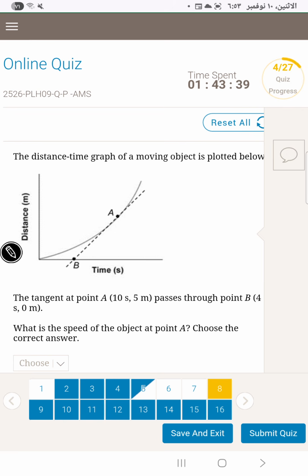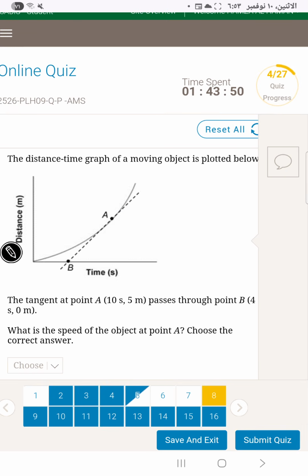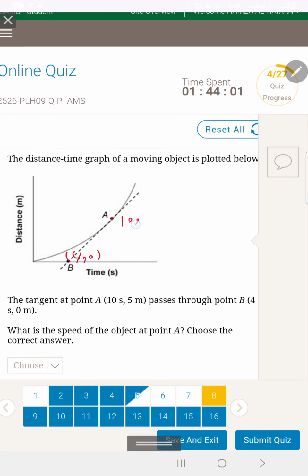It's not 4. Let's see what's this. Here it's not 4. It's 4, 0 and 10, 5. So let's write them on the diagram. So here you have 4, 0 and here you have this point is 10, 5.